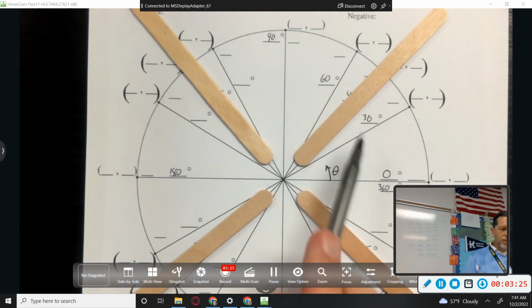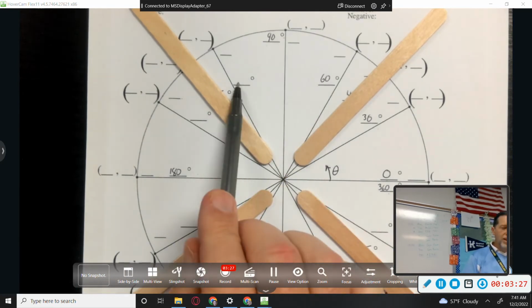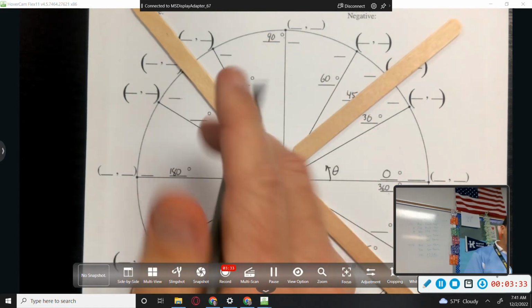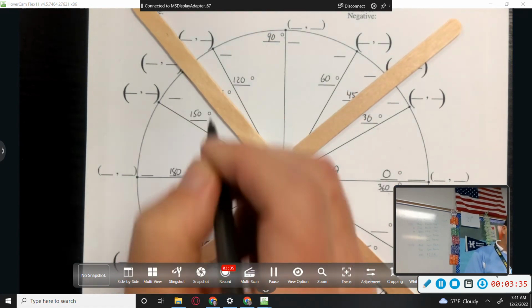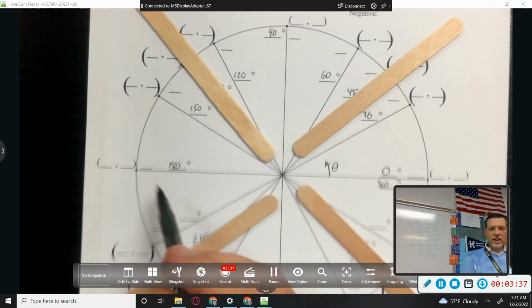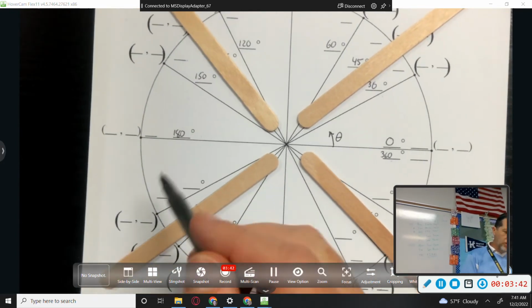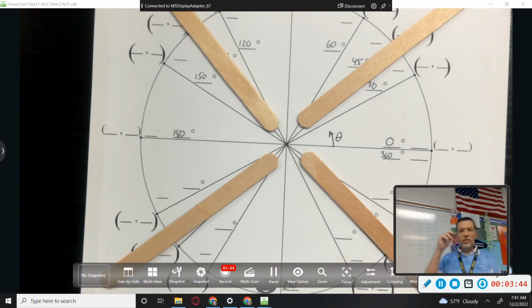So 30, 60, 90. What goes next? 120. And then 150. And then 180. It's already there, but that's a good check that we're doing this right. Why don't you see if you can fill in the rest of the 30 markers all the way around.